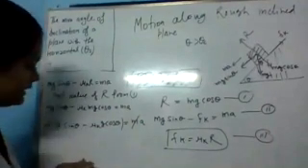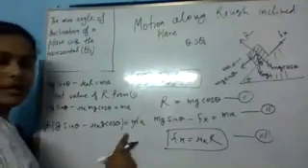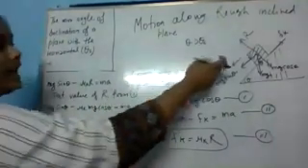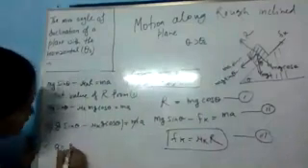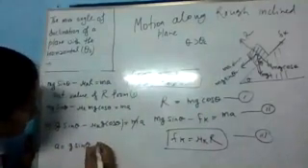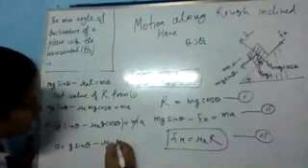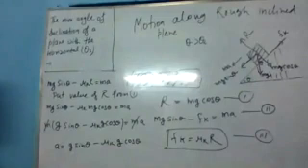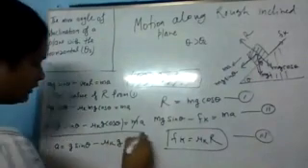Is this so? Now you know the equation of acceleration. You can easily find the acceleration. a equals g sin theta minus mu k g cos theta. So this is the equation of acceleration.